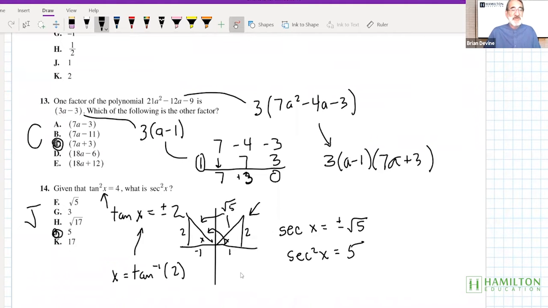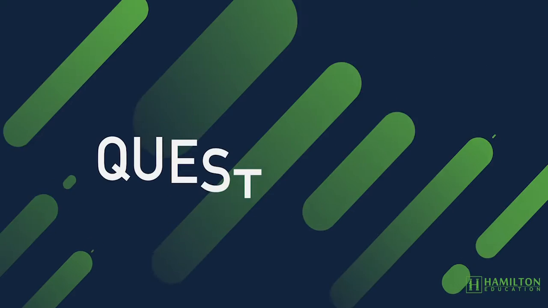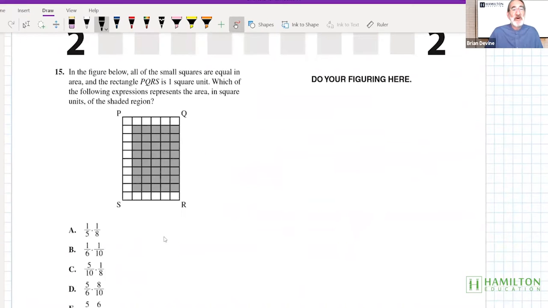it emphasizes SOHCAHTOA trigonometry. For question 15, in the figure below, all of the small squares are equal in area, and the rectangle PQRS is 1 square unit. Which of the following expressions represents the area of the shaded region in square units? Well, 1, 2, 3, 4, 5, 6, 7, 8, 9, 10. So this is 8 tenths.